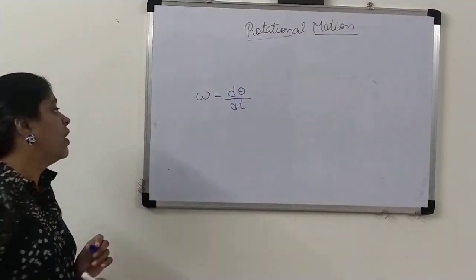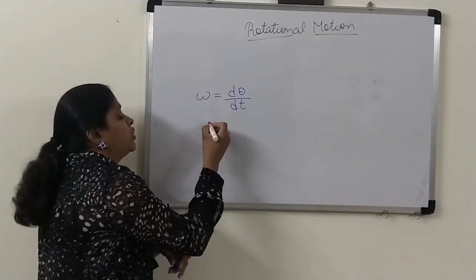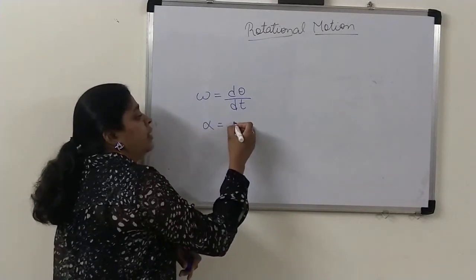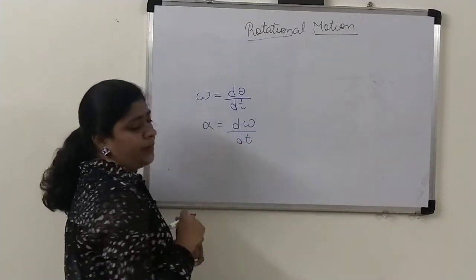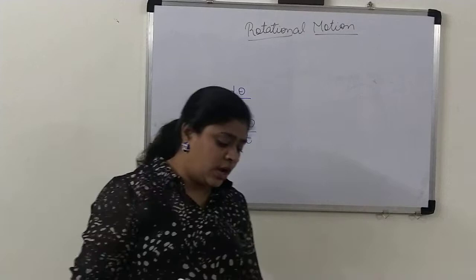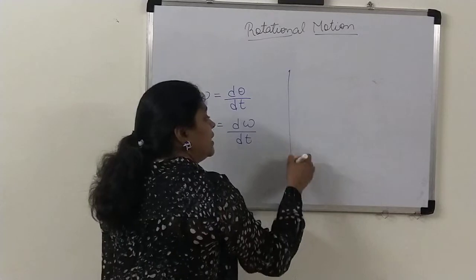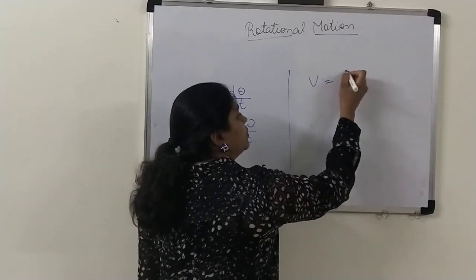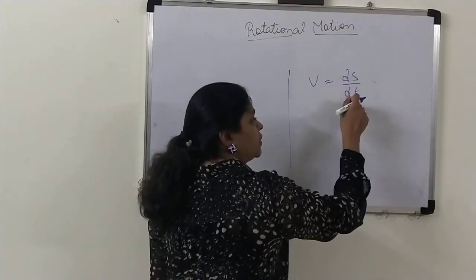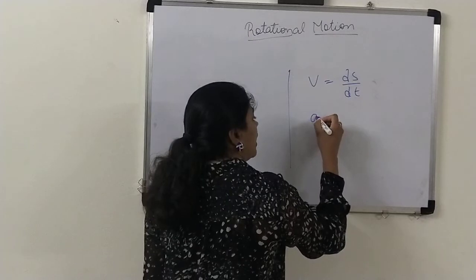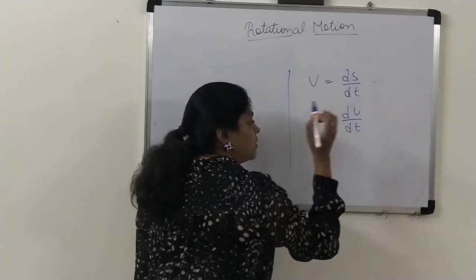This is the first parameter. And what is your angular acceleration? Change in angular velocity with respect to time. So these are your kinematics. When you go with the linear one, what will it be? Velocity is equal to ds by dt, change in displacement with respect to time. Acceleration is equal to change in velocity with respect to time.